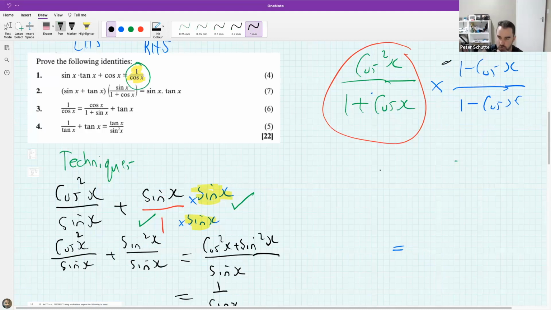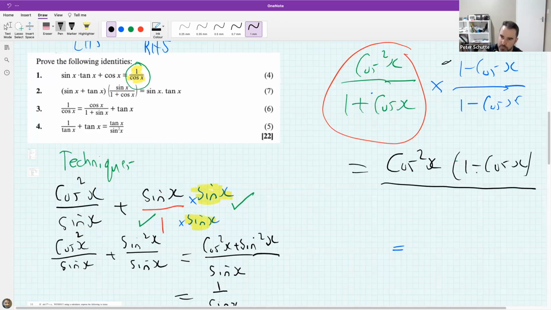Now, if I had to do that, what is useful to think about is, on the top, I would get cos squared x times 1 minus cos x. Now, that's a little bit of a handful, but no worries. But on the bottom, can you see that this is a difference of 2 squares? 1 plus cos x, 1 minus cos x. What is that going to condense down to if that's a difference of 2 squares?